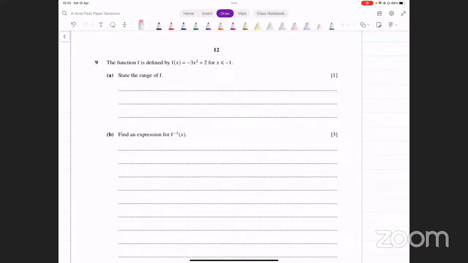Let's have a look at this. The function f is defined by f of x equals minus 3x squared plus 2 for x less than or equal to minus 1. We need to state the range of f. Okay, so it's a quadratic function. What is its shape? It's an inverted U, right? So it's a shape like this.